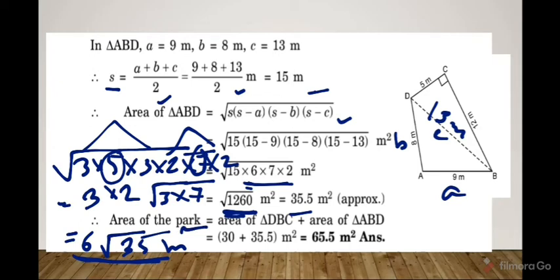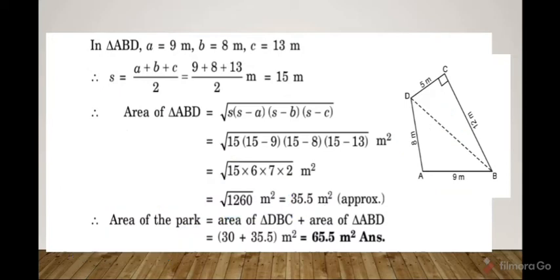Just leave the answer in this way, or you can put the decimal value of root 35 here. Both answers will be correct. If you simplify it and leave the answer as 6 root 35 meter square, it will also be the right answer. So the area of the park will be this one plus the area of BCT, which is 30 plus 35.5 meter square.